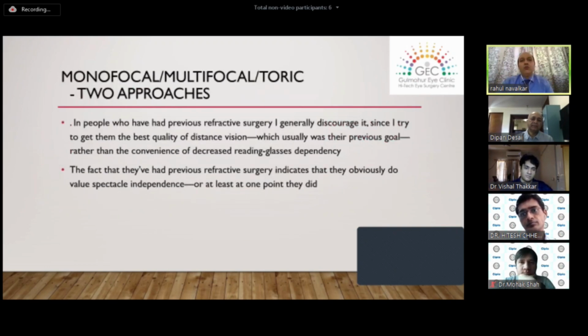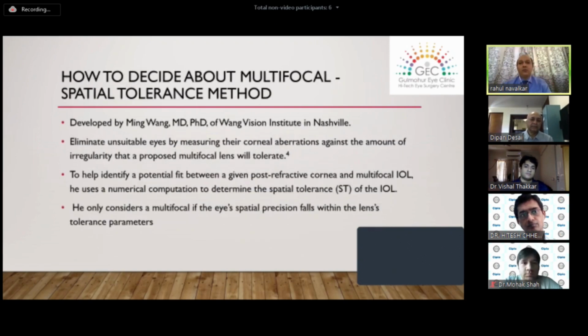So whether you should go with monofocal, multifocal or toric IOLs, there are two approaches. There are some doctors who would say that in people who have had refractive surgery, I want to discourage multifocals, since I want to give them the best quality of distance vision, and they should be okay with wearing reading glasses. I don't want to concentrate on taking away their presbyopia. But there's one set of doctors who are going to say that no, these patients already have great vision expectations, which have been increased with a successful LASIK surgery. Because they have valued spectacle independence for the past 20 years, I want to try and maintain that for them.